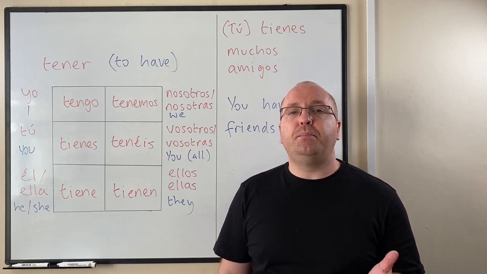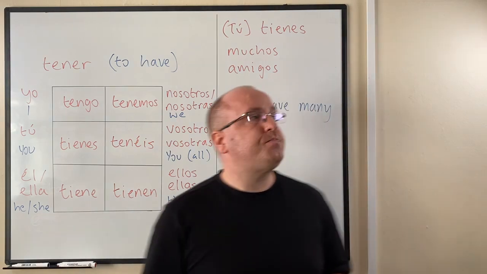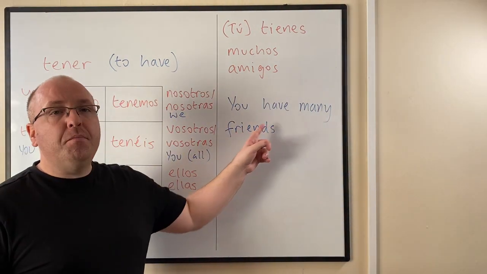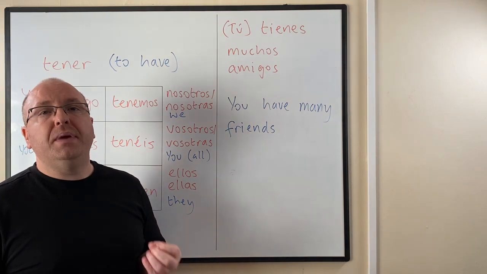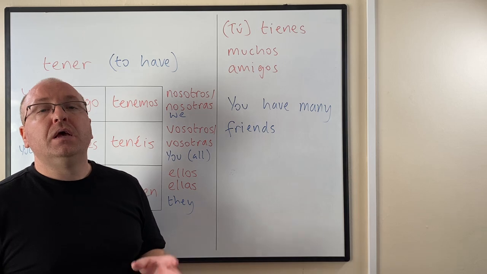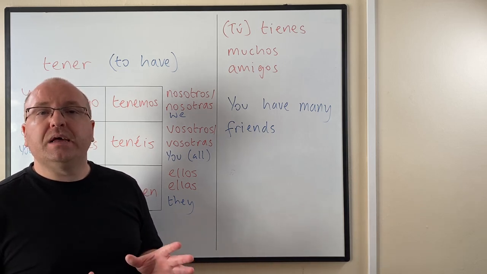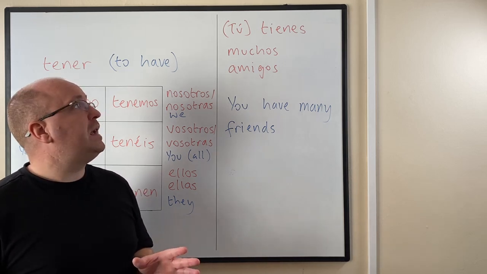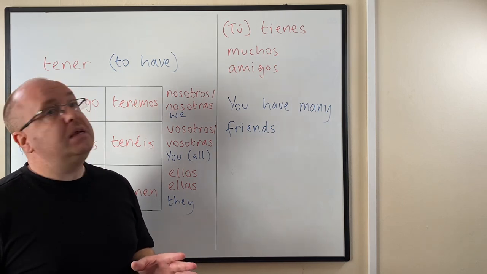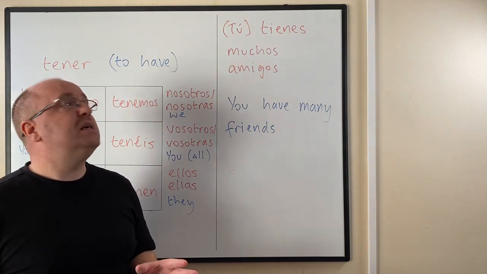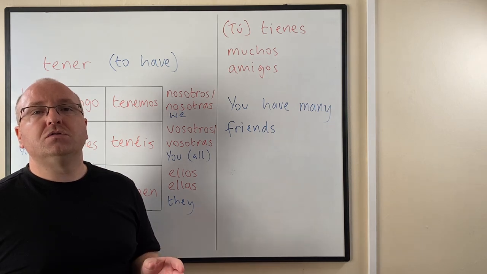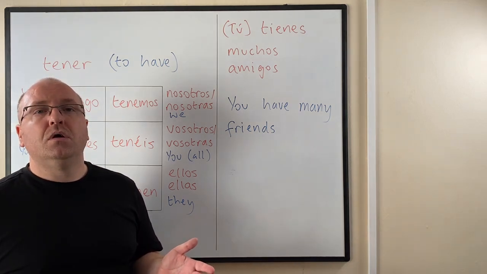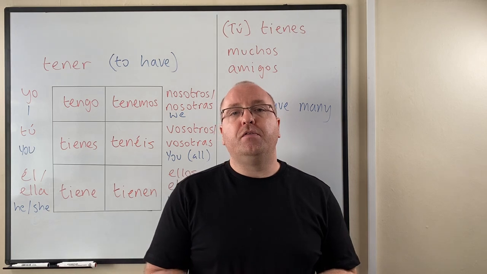Now let's look at one example sentence. So you have many friends. Tú tienes muchos amigos. Now we don't need the pronoun, so we can take out the pronoun tú. So naturally in Spanish speech, it would just be tienes muchos amigos. Okay, so now let's look at another verb.